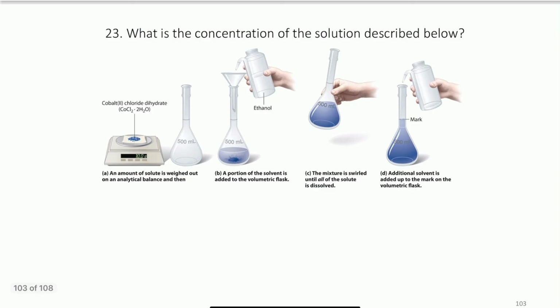What is the concentration of the solution described below? Well, let's see what's being described. We've got cobalt chloride dihydrate, CoCl2 2H2O.